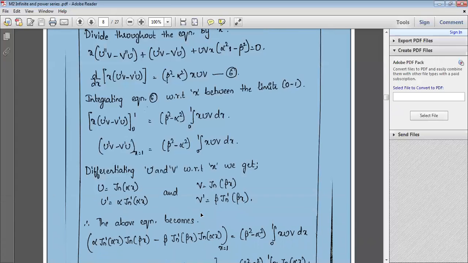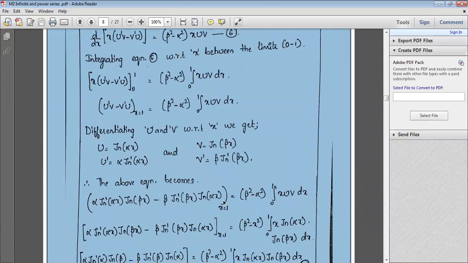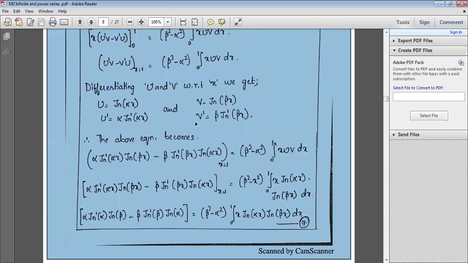Integrating the equation with respect to x, you'll get this equation. Again, differentiating u and v with respect to x: u is equal to Jn of alpha x here, and v is equal to Jn of beta x. Similarly, u dash is alpha into Jn dash of alpha x, and v dash is equal to beta into Jn dash of beta x. The equation becomes, just substitute all the values in that. See, what is u dash, what is v dash, what is u, and what is v, just substitute in this place. You'll get one equation, that is equation 7.